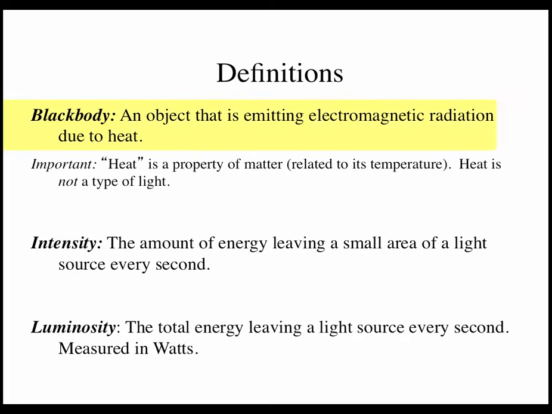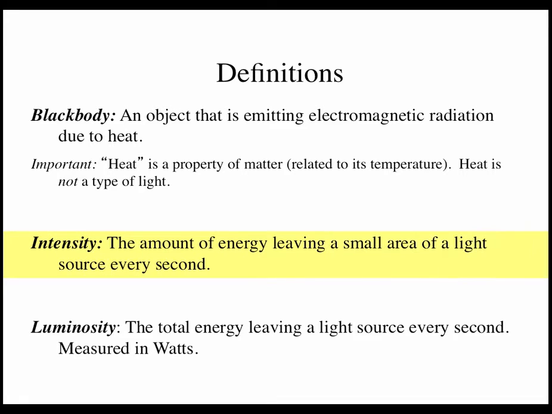The first term we will define is blackbody. A blackbody is an object that emits electromagnetic radiation due to heat. Heat is a property of matter. It's the energy content of an object due to its temperature. Heat is not a type of light. What some people will call a heat lamp is really a lamp that puts out a lot of infrared radiation, and our skin is very good at detecting infrared radiation. So any object that has energy due to it having a temperature can be considered a blackbody.